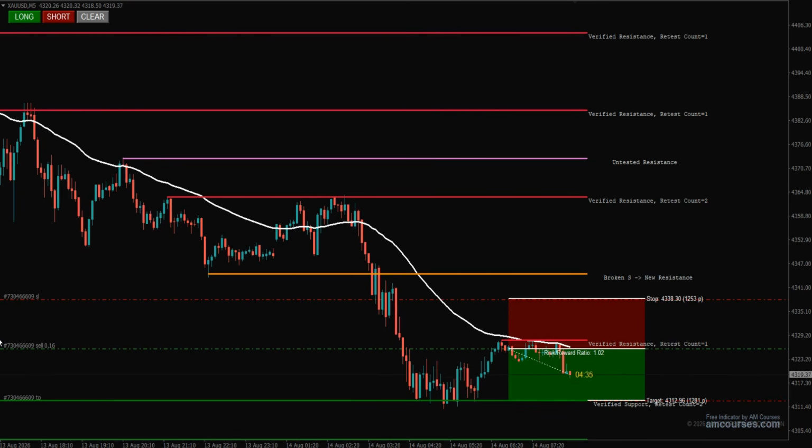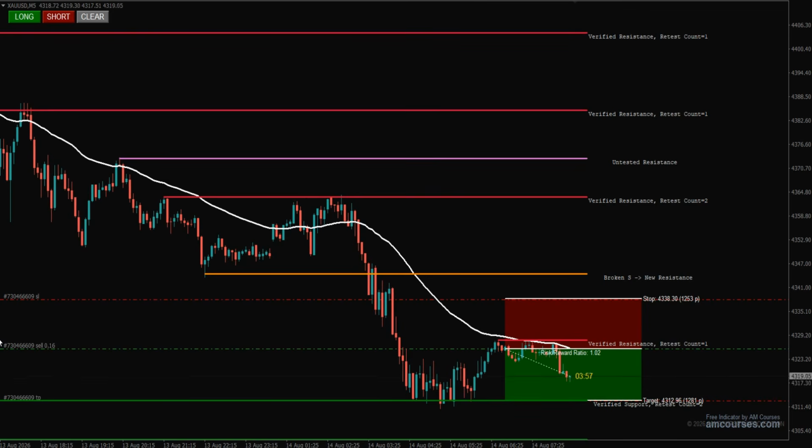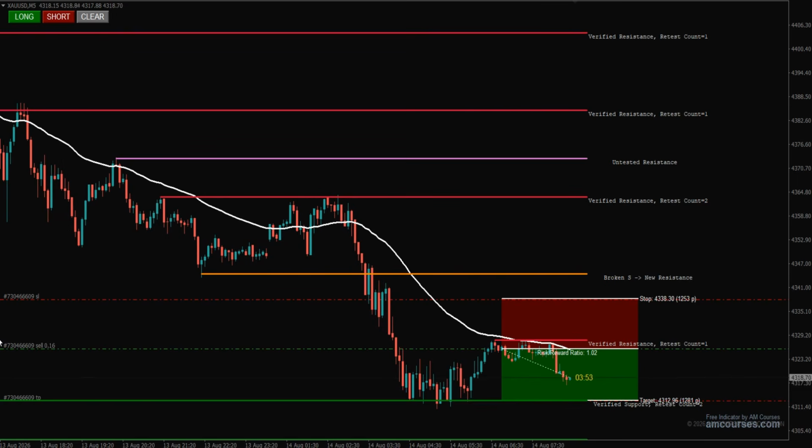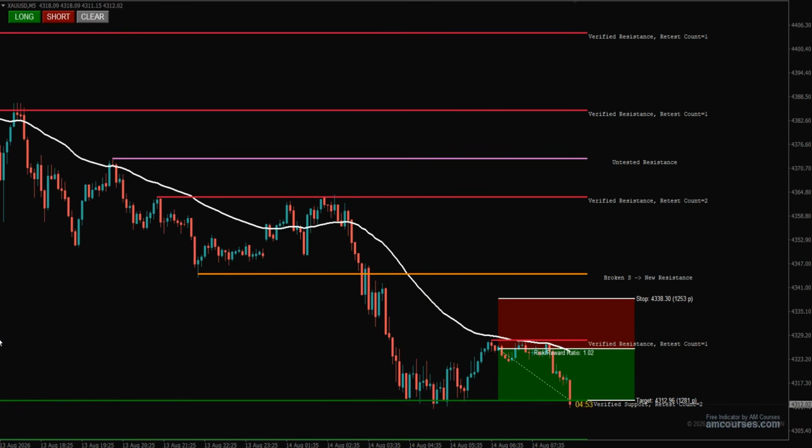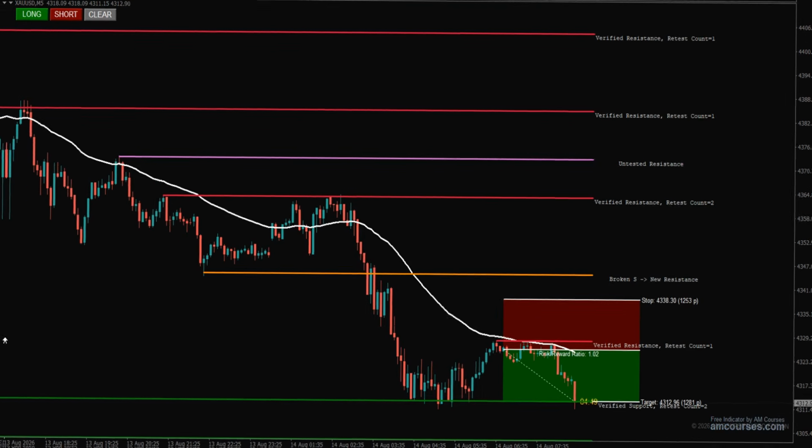Order in. Stop set. Nothing to do. Price hesitates around the entry for a while, then rolls over and starts working down toward the target. The moving average stays above price the whole time. That is what I want to see. The pullback never got a second chance. Target hit at the verified support. Session done. That was the last trade I took.